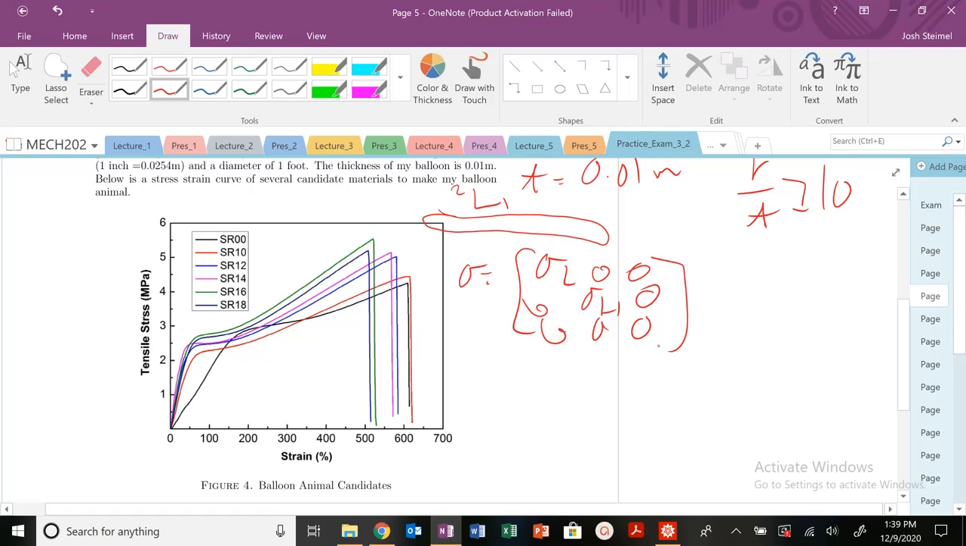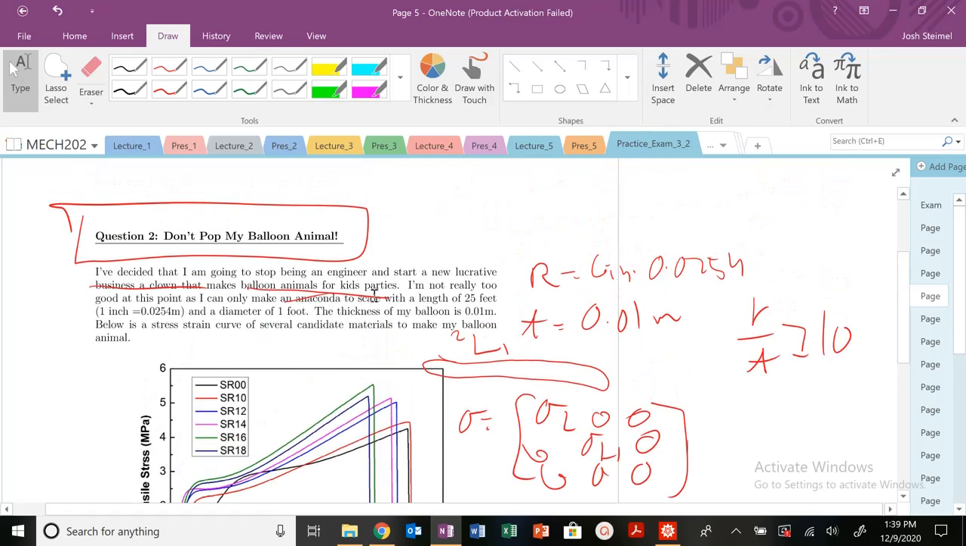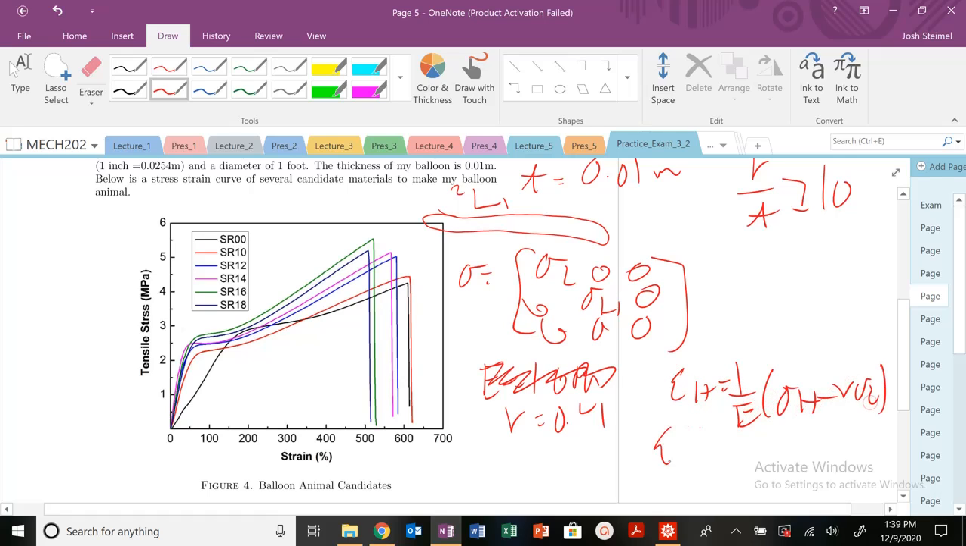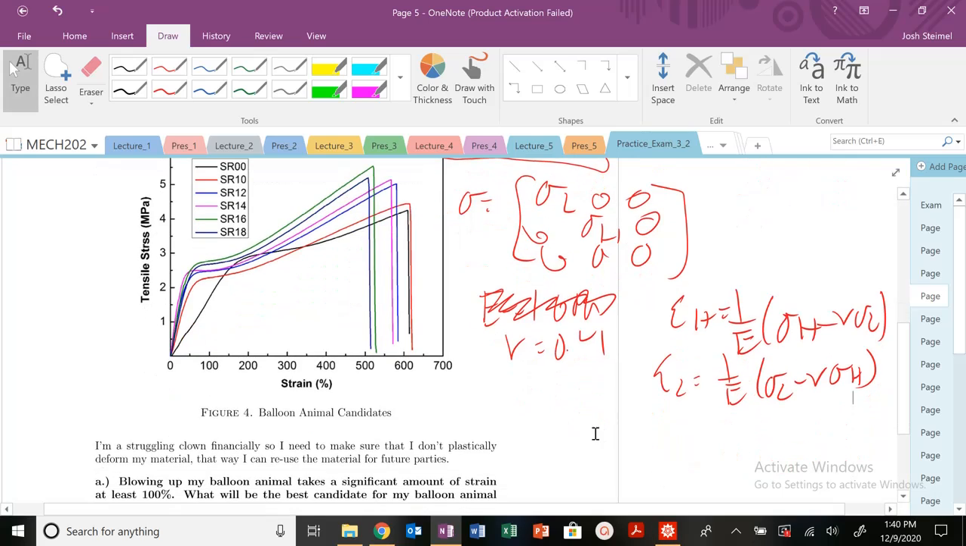I also know that I'm dealing with a balloon animal, so that is a polymeric material. So my Young's modulus is going to be equal to 1 GPa. Actually, let's hold on this for a second. My nu is going to be equal to 0.4. My hoop strain is 1/E times sigma hoop minus nu sigma L. Longitudinal strain will be 1/E times sigma L minus nu times sigma hoop. And I also know that sigma hoop is equal to delta P R over T, and sigma L is equal to sigma hoop divided by 2.